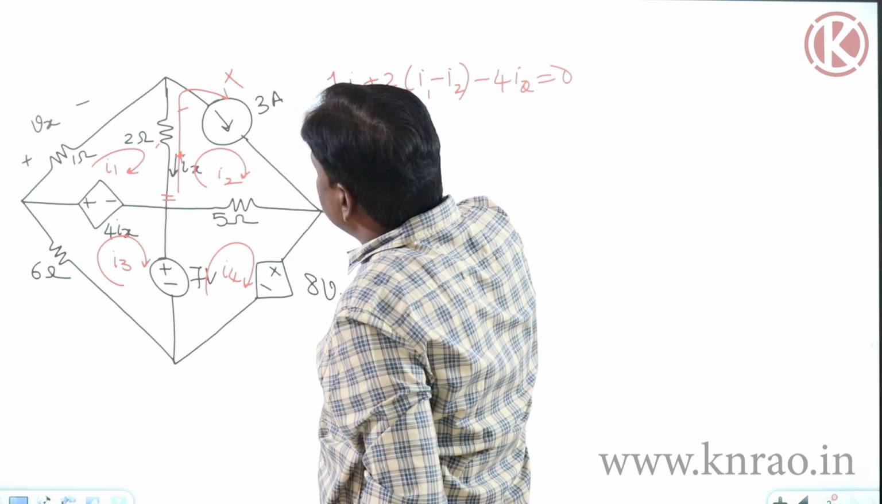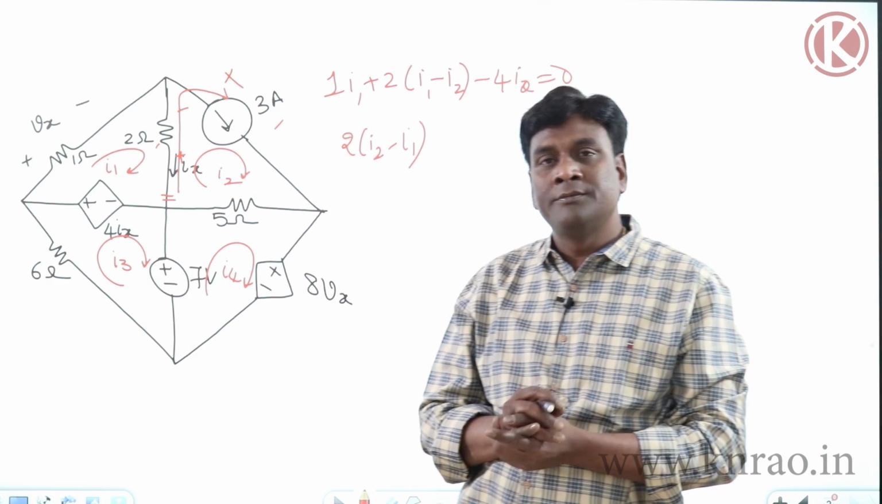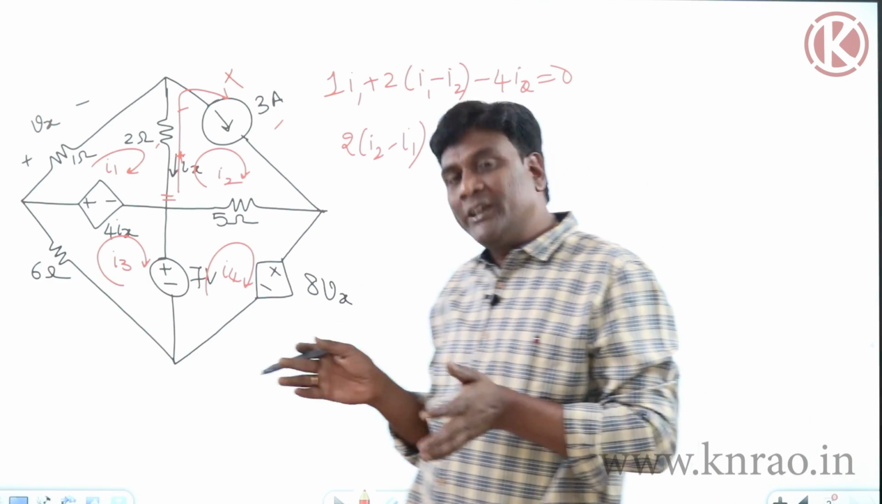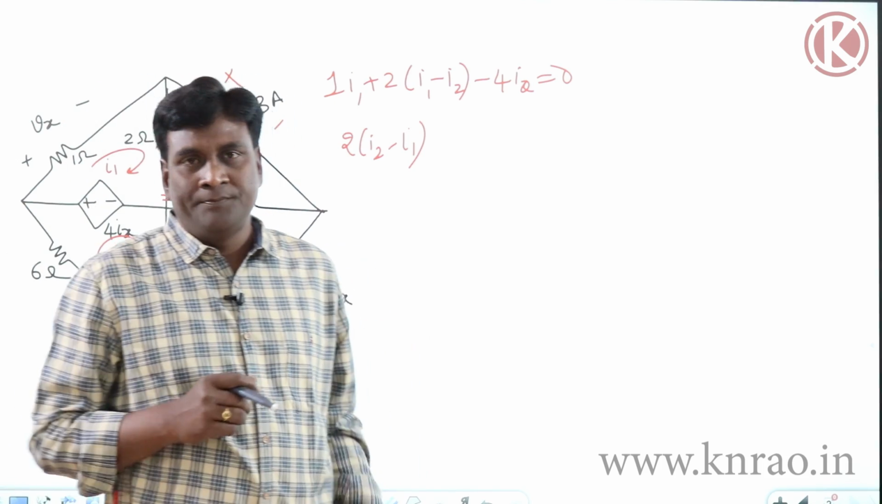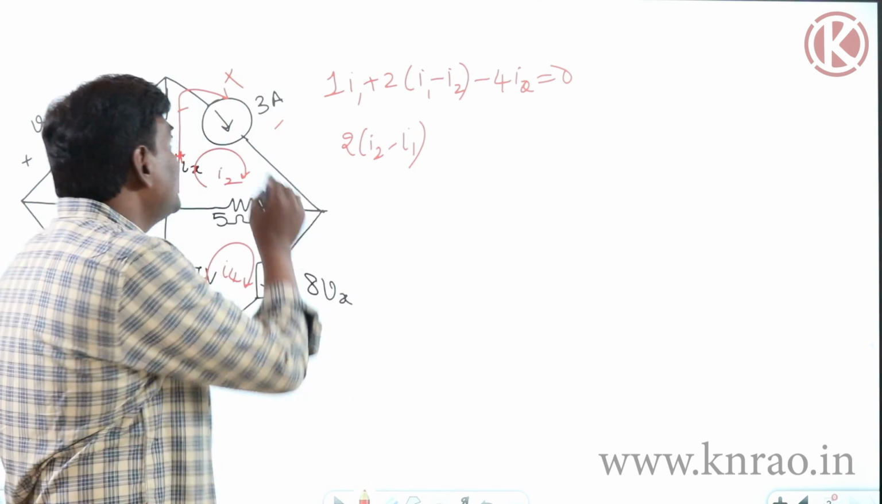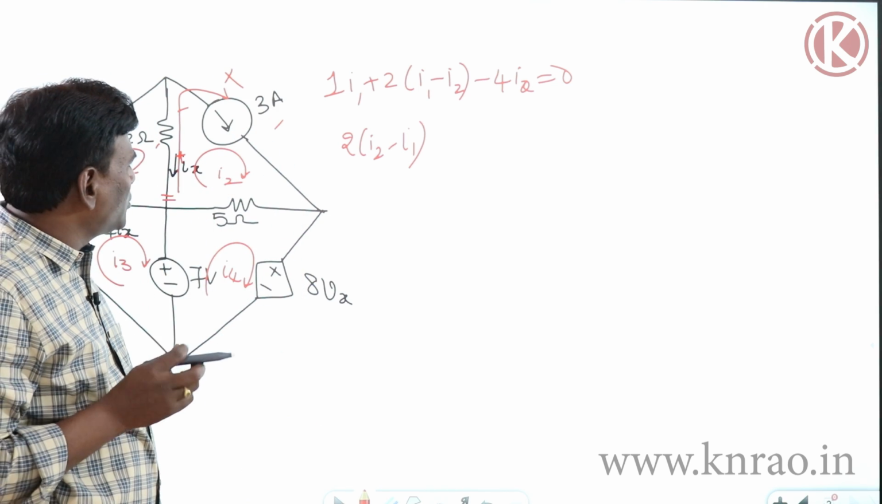Now how much is the voltage across the current source? Because in application of KVL, voltage rises or voltage drops should be there. Right? Now, how much is the voltage across this? We don't know. Then what to do?